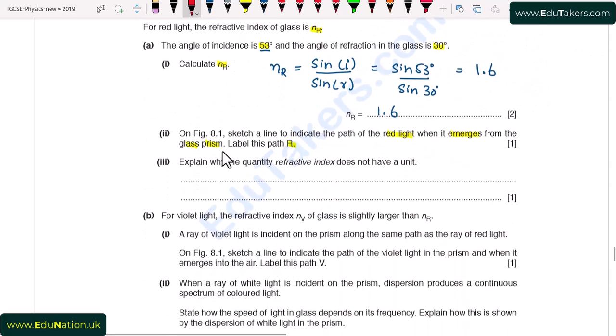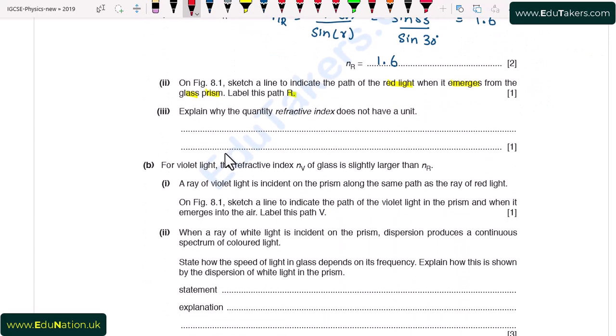Part 3. Explain why the quantity refractive index does not have a unit. So refractive index does not have a unit because it is the ratio of same quantity. First of all, I write here refractive index is the ratio of speed. Here c is the speed of light in vacuum, while v is the speed of light in any medium.